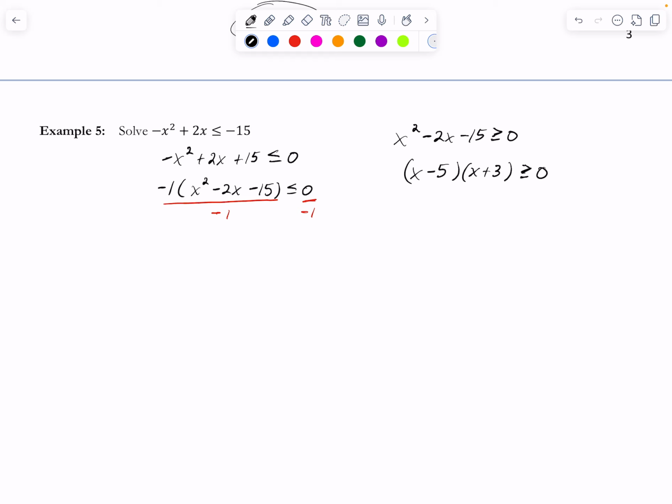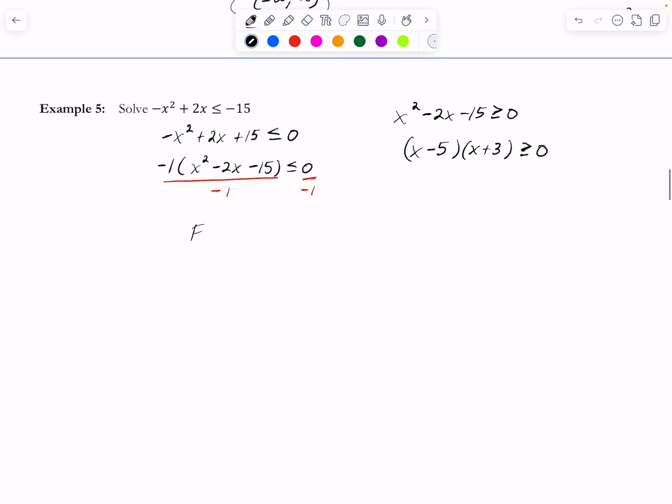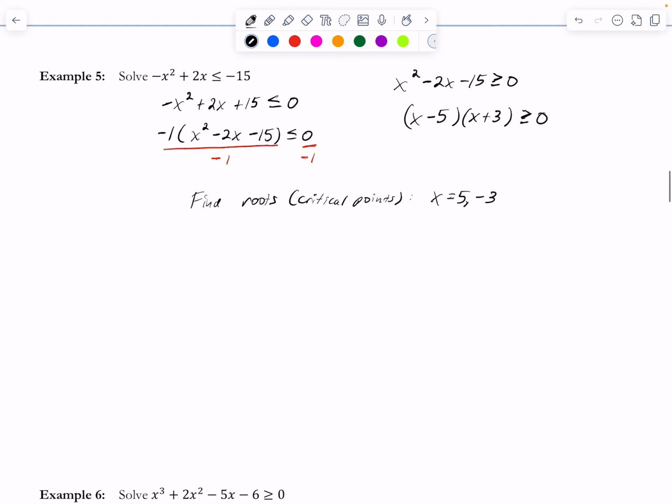Yes, that is good. All right, and then I'm going to find my roots or my critical points, which are going to be x equals 5 or x equals -3. Remember to go in order from least to greatest, left to right. So I've got -infinity to -3. Then we've got -3 to positive 5, and then 5 to positive infinity, okay?